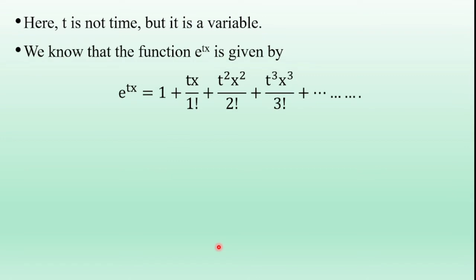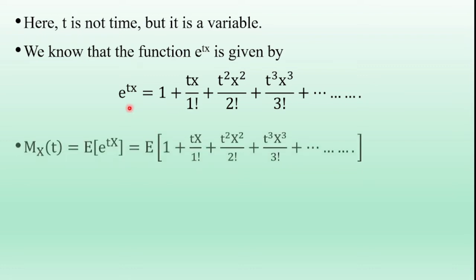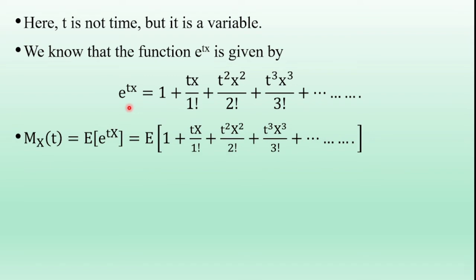So we know the expansion of e power tx is equal to 1 plus tx by 1 factorial plus (tx) whole square by 2 factorial plus (tx) whole cube by 3 factorial plus, and so on. So this is the expansion of e power tx. Now here the definition of the moment generating function is M_X(t) equal to expectation of e power tX.